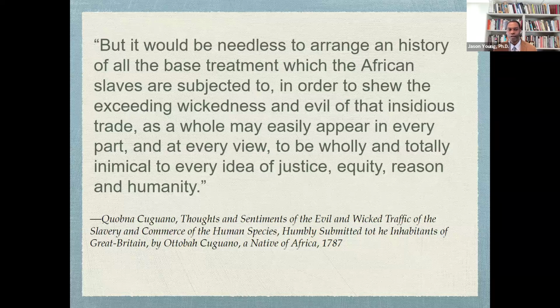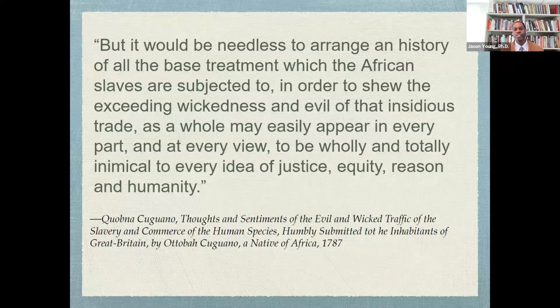And I think that there's a really interesting phrase about halfway down this quote where he notes that the whole of the evil of the transatlantic slave trade, the whole of it, can easily appear in every part and at every view. He's suggesting that if you just look at one small piece of the transatlantic slave trade, all of what he calls the exceeding wickedness is evident at every single view and in every little detail.